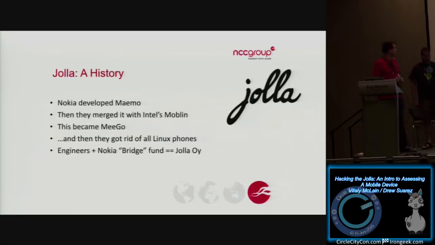So a quick history of what the Jolla is. Basically, Nokia at one point had the Maemo platform. It was a Linux-based OS, somewhat popular with a certain crowd. And eventually they wound up merging with Moblin Mobile Linux from Intel. This became MeeGo. And then a phone came out based on MeeGo called the Nokia N9. This got a cult following, and right after this happened, Nokia said, we're not going to do Linux phones anymore. We're just going to build Windows phones. When this happened, they got rid of all their Linux phones, and a lot of the engineers left. Nokia has this thing called the Bridge Fund, and they actually gave their engineers some money to start a new company. And from this, we got the Jolla, which is what we're talking about today.